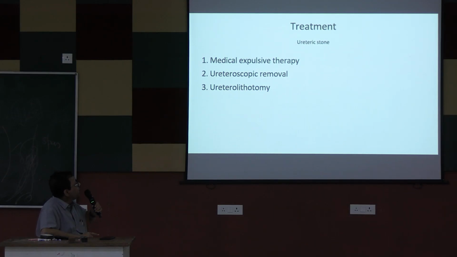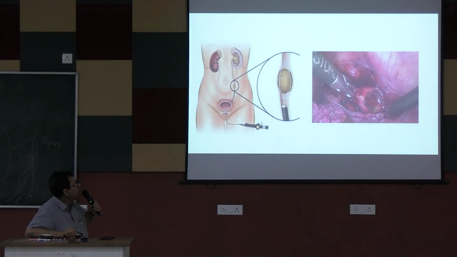Here are medical expulsion therapy, ureteroscopic removal and ureteral lithotomy. I am showing you what is what. You see the stone is in the mid ureter. From the ureteroscope we remove the stone, or we can do it by open pyelolithotomy. Nowadays open pyelolithotomy is not done. In laparoscopic pyelolithotomy, we dissect the ureter and take out the stone. These are just simple photographs I have kept for your basic understanding of how we treat the ureteric stone. We reach the ureter, we break it with laser and take out the stone.